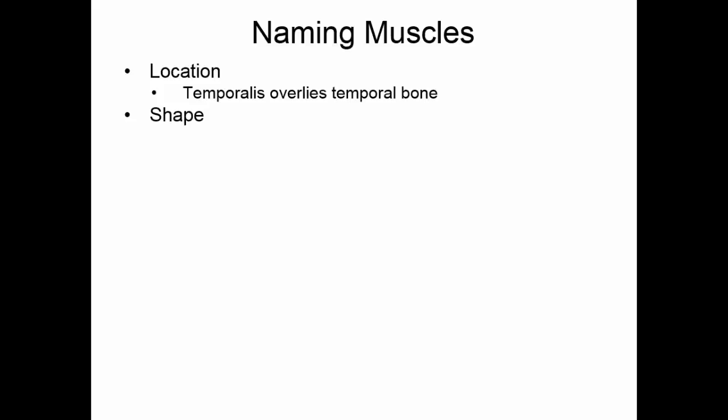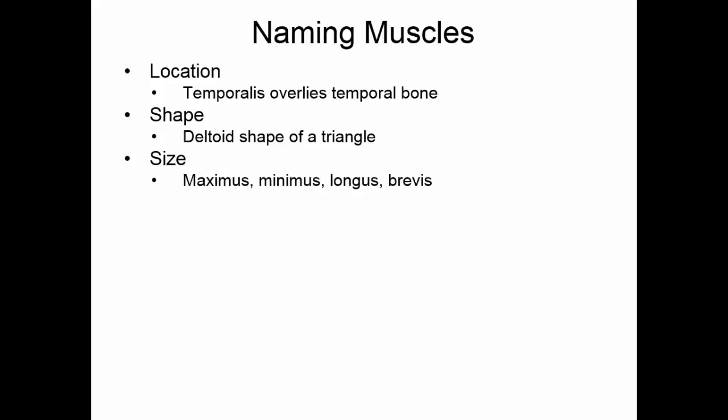When we name muscles, there are several criteria that are used. One is the location. For example, the temporalis would overlie the temporal bone. Sometimes we use the shape of the muscle. Delta is a triangular letter in the Greek alphabet. The deltoid muscle is in the shape of a triangle. Sometimes size is used as part of the name of a muscle. Maximus, minimus, longus, brevis tell you something about the size or shape of the muscle.